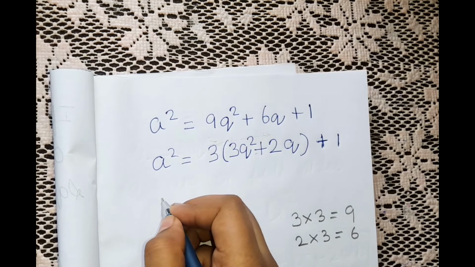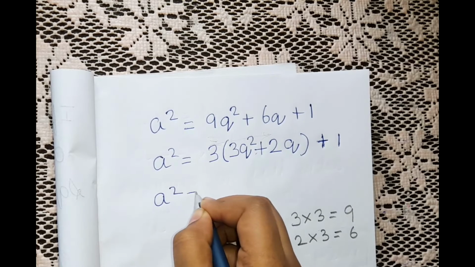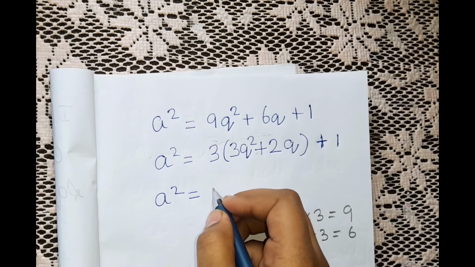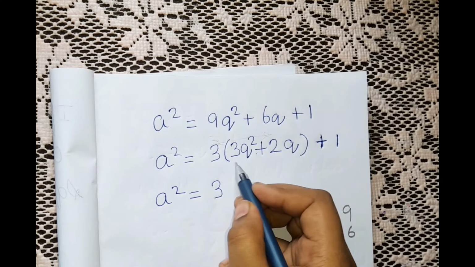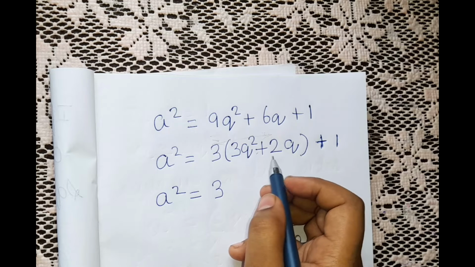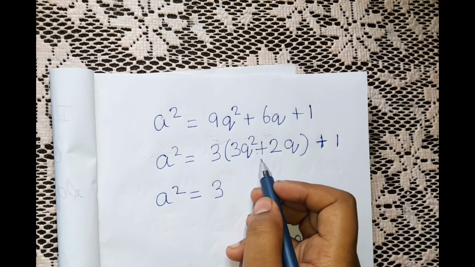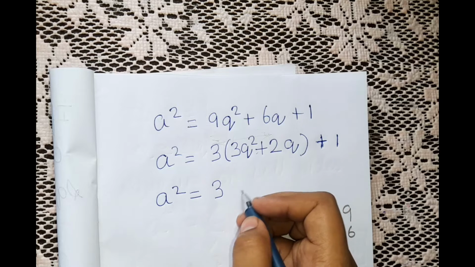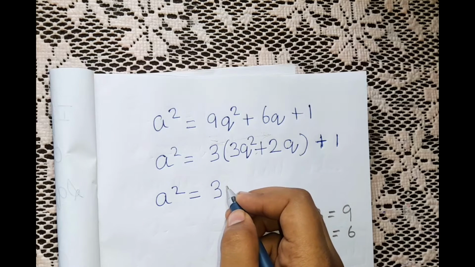Now let's write a square as it is. A square is equal to, I am writing the 3 as it is. Here, whatever the values are inside the bracket, I am going to take it as m.